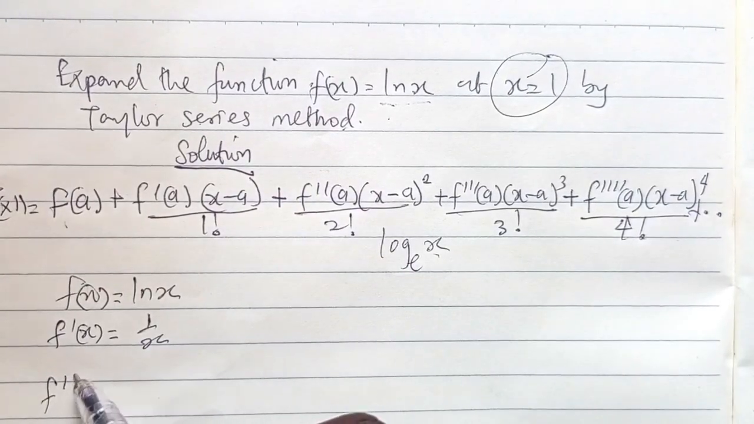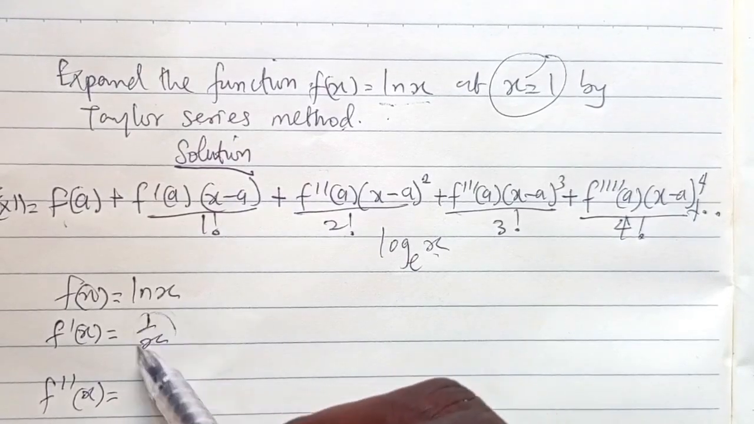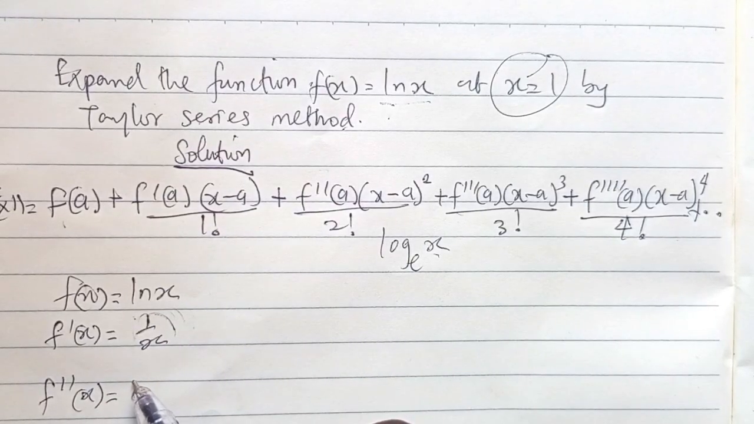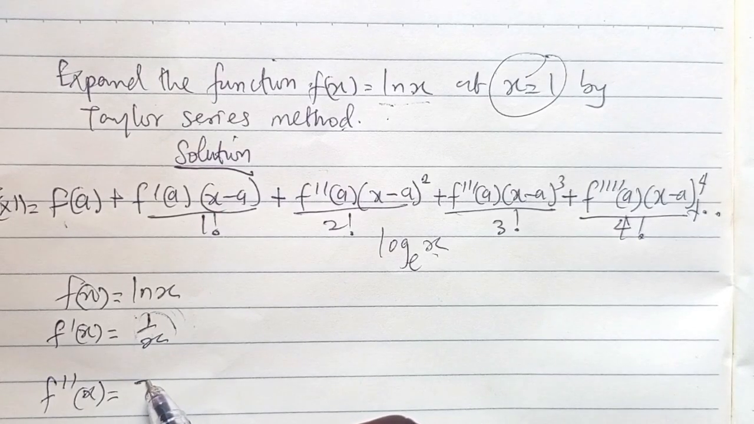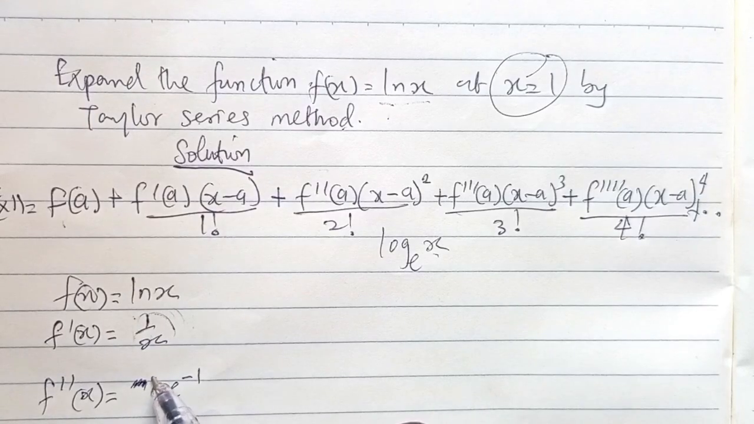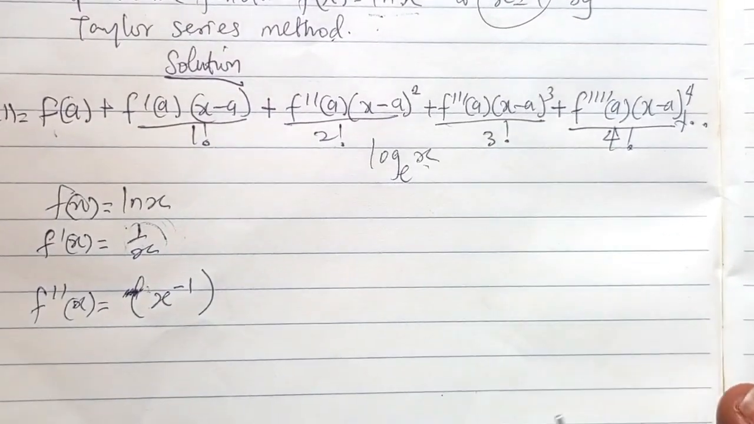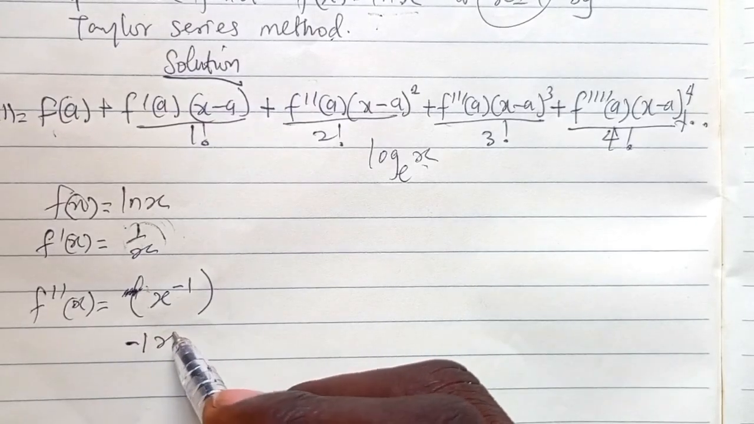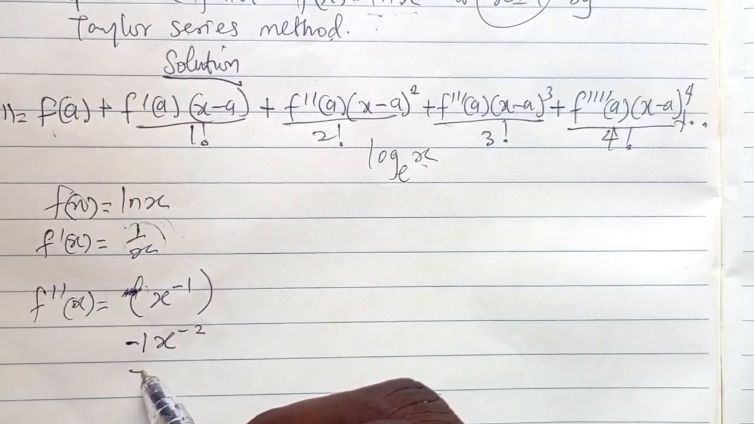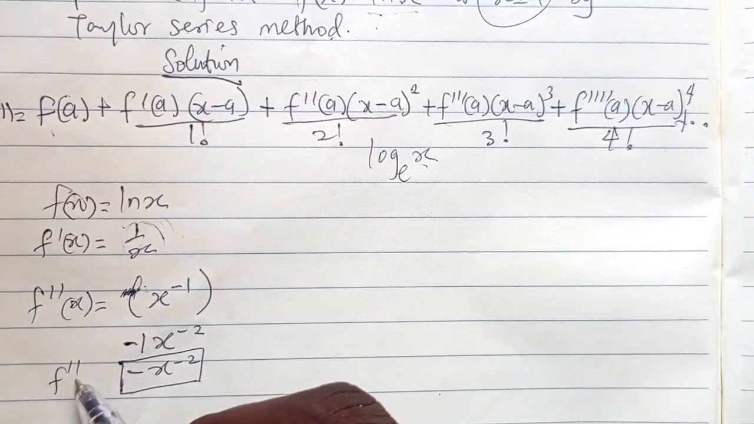That will be f prime prime of x. So if you differentiate this one, you can write it like this. Instead of writing 1 over x, just write x to the power minus 1. Now if you differentiate this, you're going to get minus 1 times x to the power minus 2, or minus x to the power minus 2. So this one is f prime prime of x.